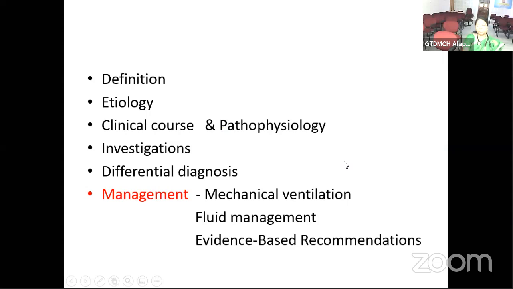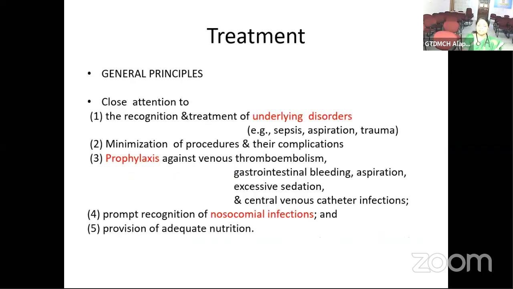So now we are going to the management. So in the management, as in any other case, there will be some general principles. General measures will be there. So you have to treat the underlying disorder, whether it is sepsis, aspiration, trauma. So you have to treat the underlying cause. That's very evident. Then you have to minimize the procedures, avoid unnecessary procedures and their complications.